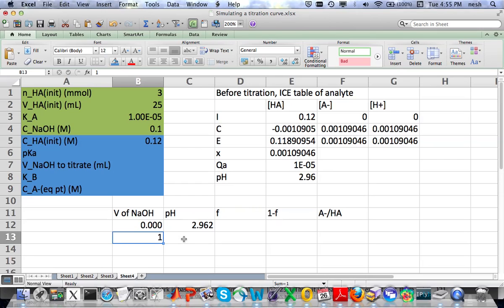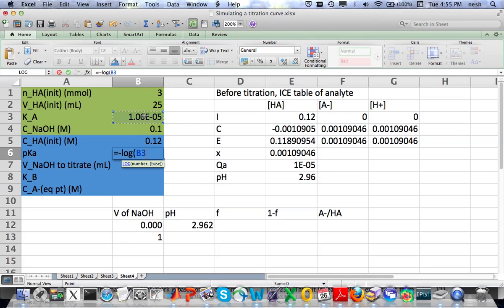I want to calculate the pH there, but in order to do that, I've got to figure out a few things. One of them will be the pKa of my acid, and you know how to do that. I think it's based on the Ka, so maybe you should try to do that. Okay, I think what I should do is say equal minus the log of the Ka, which is that value right there. And okay, so there's a pKa of 5.